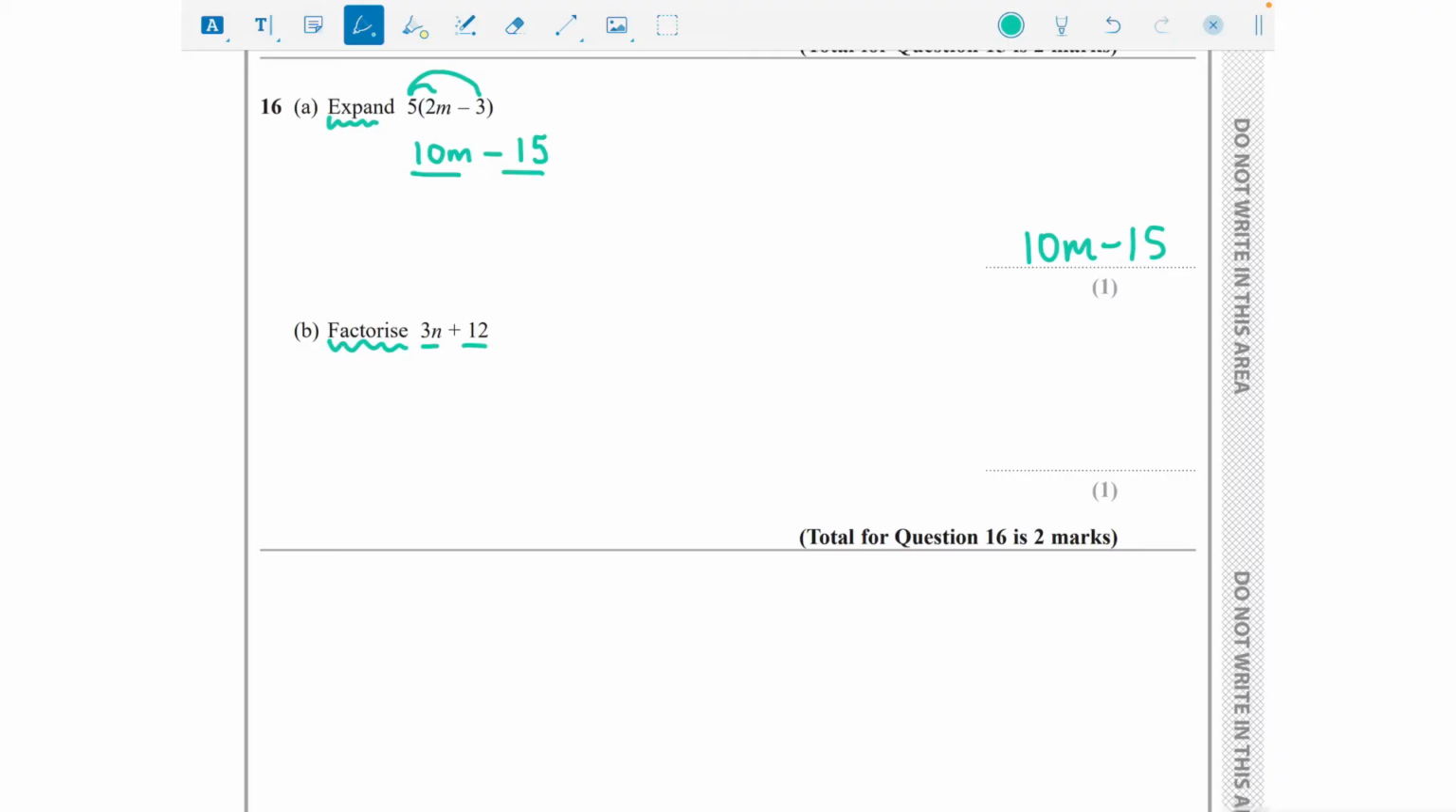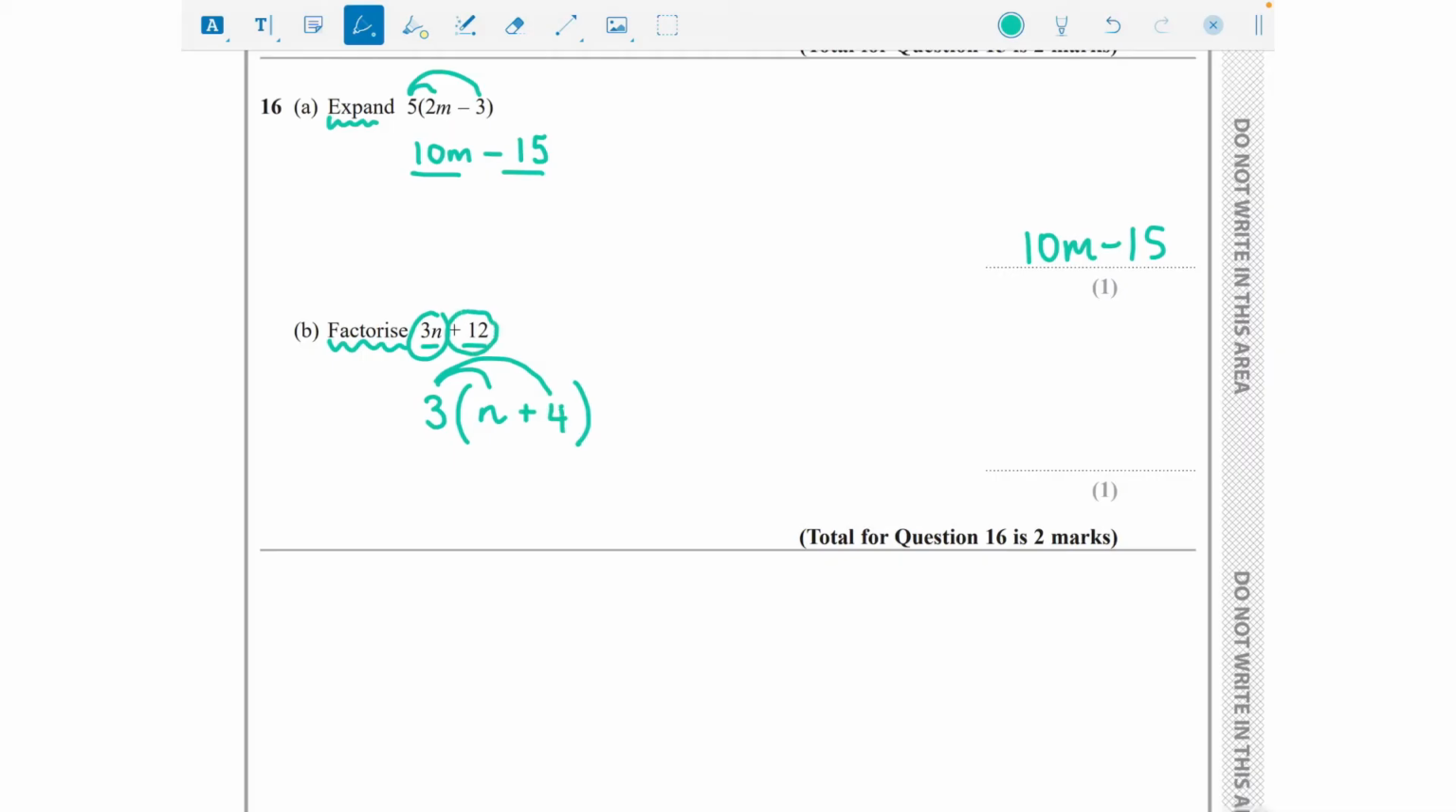So 3 goes on the outside, and then we're going to open our brackets. What would need to go in those brackets to make 3n add 12? So it'd be 3 times something to make 3n. So that means we need to put an n here. And then 3 times something to make plus 12, so that's going to be plus 4.